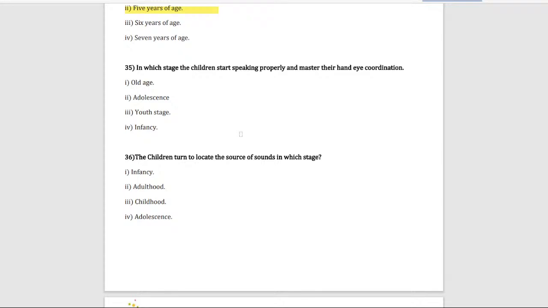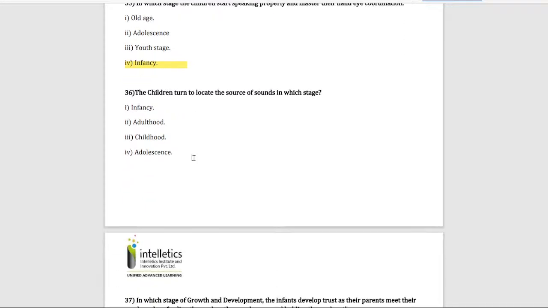In which stage the children start speaking properly and master their hand and eye coordination? First, old age. Second, adolescence. Third, youth stage. Fourth, infancy. And the correct answer for question number 35 has to be fourth, that is infancy. So it is infancy, which is the stage in which the children start speaking properly and master their hand and eye coordination. Question number 36.